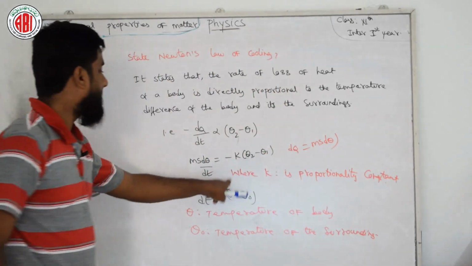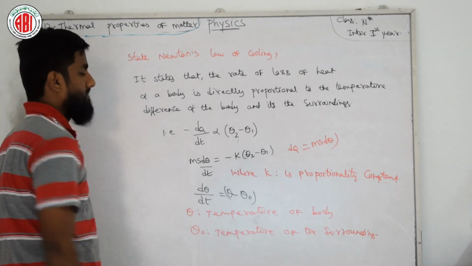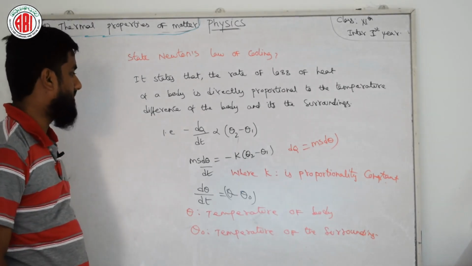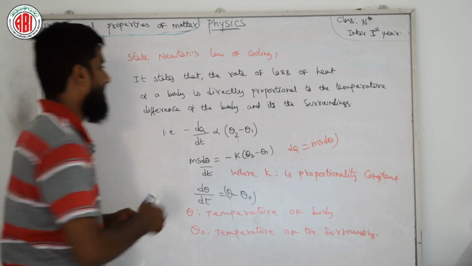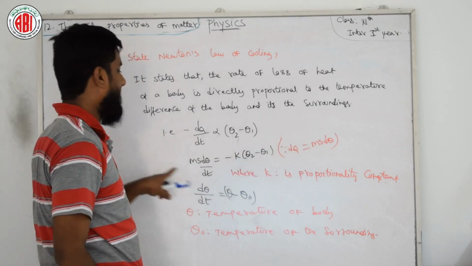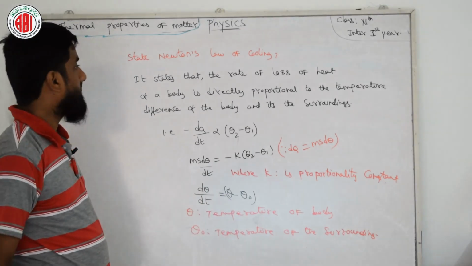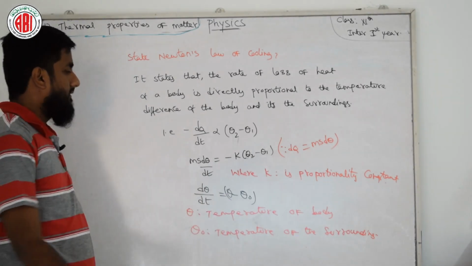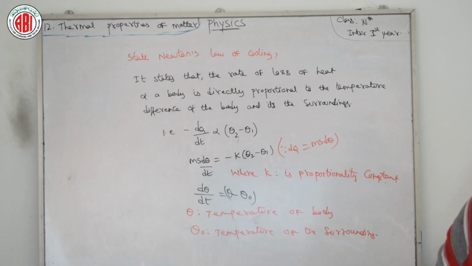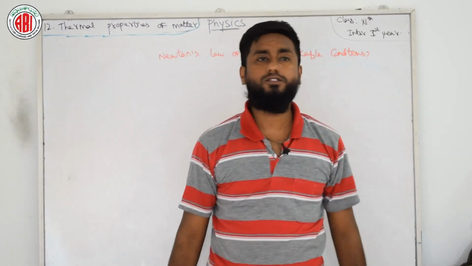You can write the steps like this. I am standing here for a few seconds, so you can copy down these steps, and this might be asked in 4 marks. Simply write it like this: since dQ is equal to m s d theta, where k is the proportionality constant, d theta by dt is equal to this. Hope you understood, a very simple question and answer. Hope you have copied Newton's law of cooling.